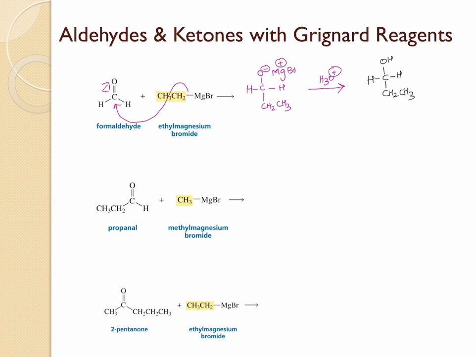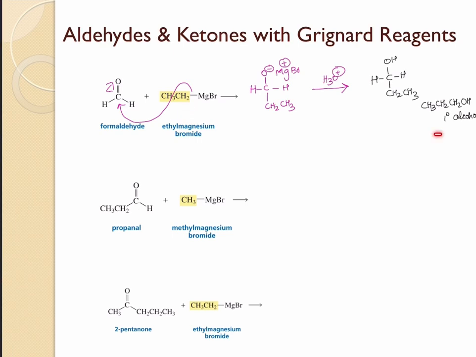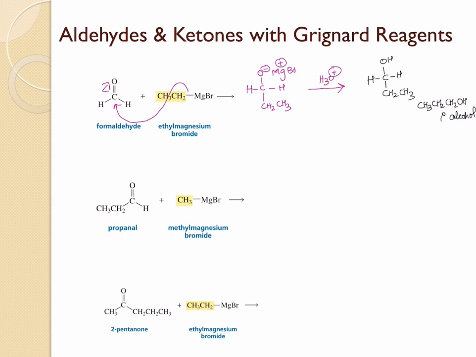And obviously you can see that this is nothing but propanol, which is a primary alcohol. This is going to be a primary alcohol. So formaldehyde, when it reacts with Grignard reagent, is going to give us a primary alcohol. In the same way, when you take a substituted aldehyde, so anything that is higher than formaldehyde, it's going to give us a secondary alcohol.